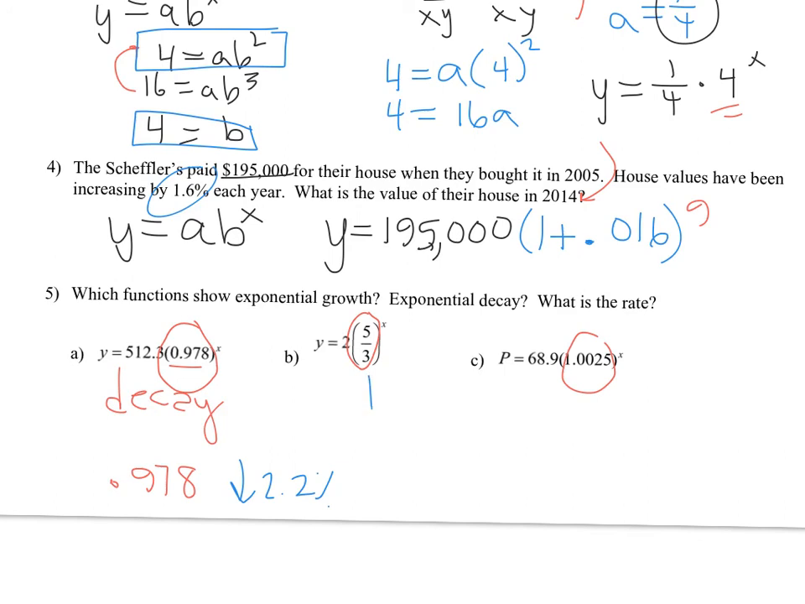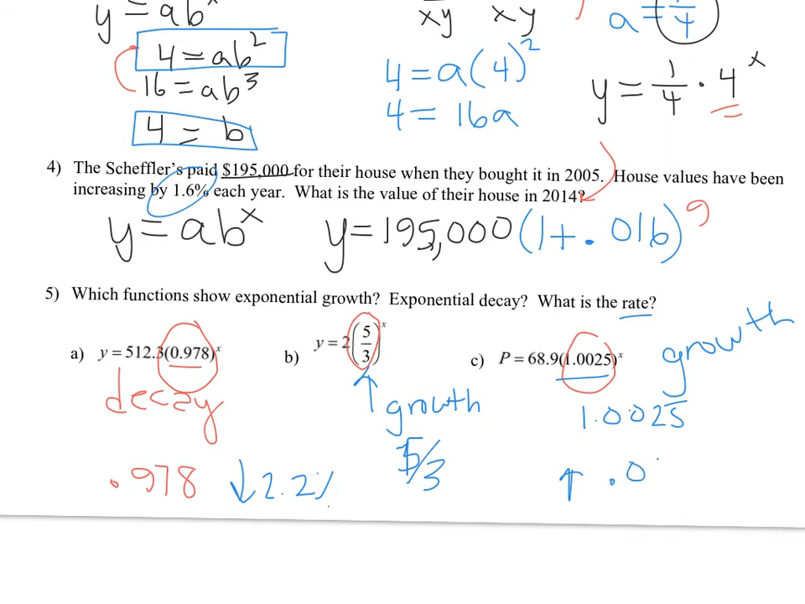And then b is greater than 1, so this is growth. And 5/3 is the rate. And then this one is growth, and the growth factor is 1.0025. So if you're talking about a percent, it's going up by 0.25%.